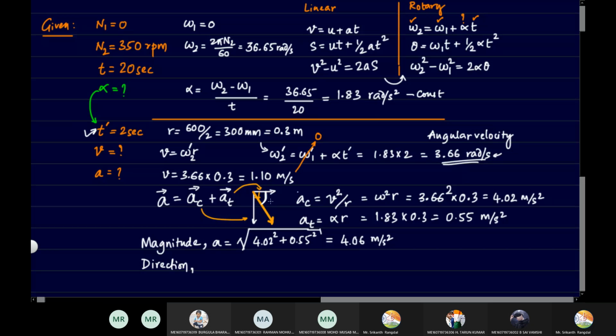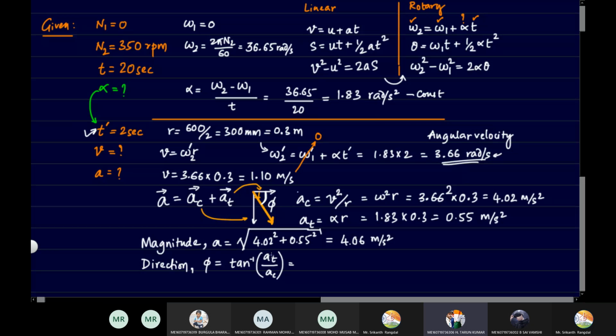Direction, we have to find this angle. Let me call it phi. So how to find phi? It will be tan inverse of tangential component by centripetal component, or centripetal by tangential. It depends on what angle we are taking.